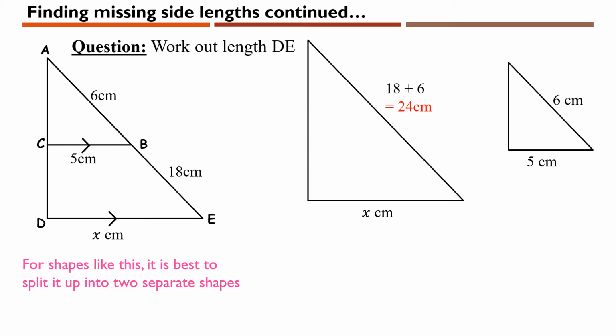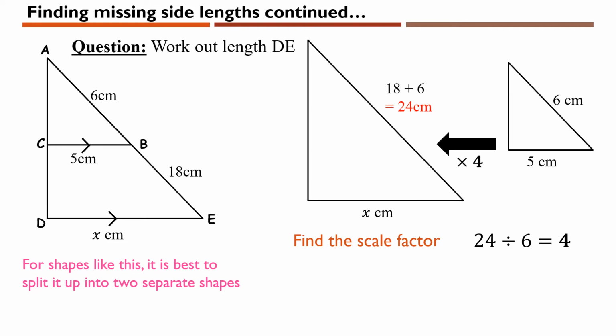Okay, so when you've got that, now you can do what we've been practicing already, which is work out the scale factor using your division method. So 24 divided by 6, so the scale factor is 4. And then to work out X, we're going to do 5 times 4, and we get 20 centimetres. So I'm just doing what I've done before. The hard bit is getting it into a format that you can understand and apply.